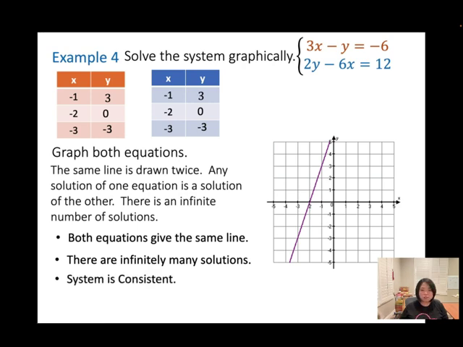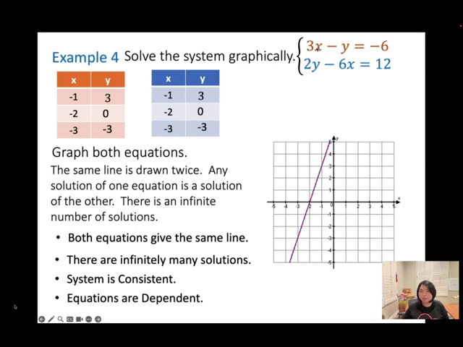And the system is consistent because we can find the solution here, right? And then the equations are dependent. They're exactly the same equation. This is identical. You can try multiplying the first equation by -2. -2 times here, you're going to get -6x. -2 times here, you're going to get +2y. You times -2 here, you're going to get +12. So these two lines are identical, and that's why we say equations are dependent.